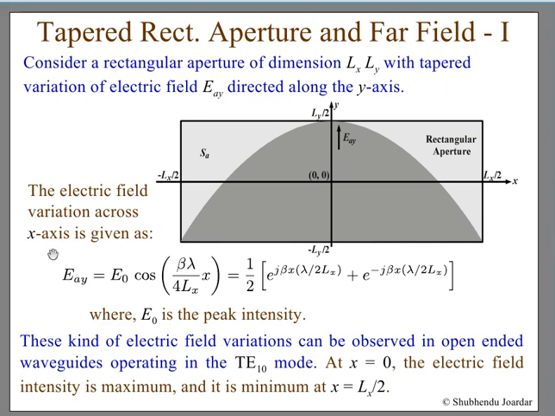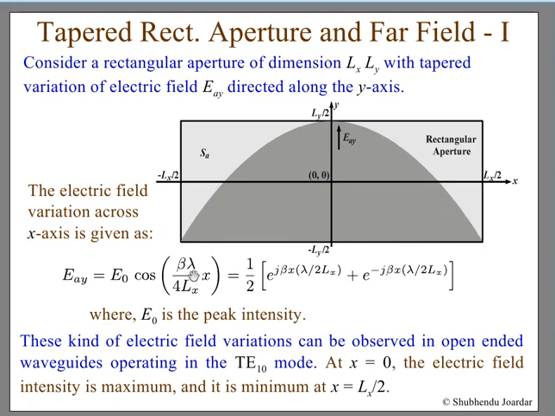The electric field variation across the x-axis is given as E_ay equal to E naught cos(beta lambda by 4L x). You can see this one, and this is the expression for this variation, the mathematical representation of that. This is a cosine variation.